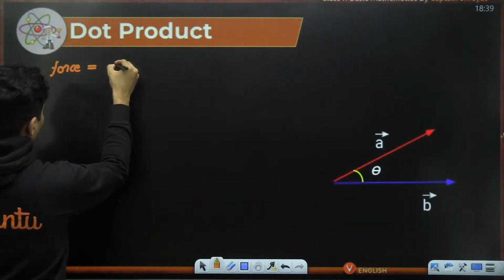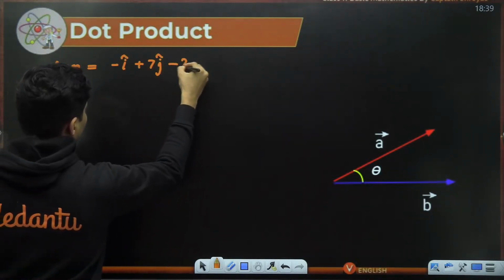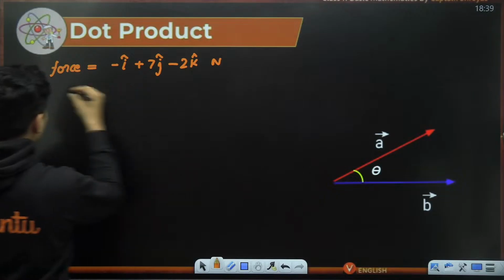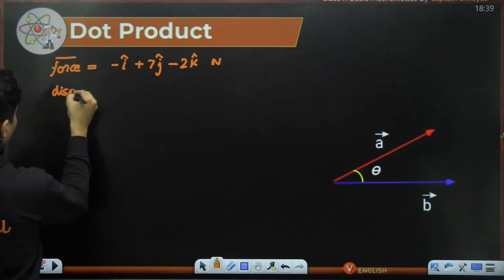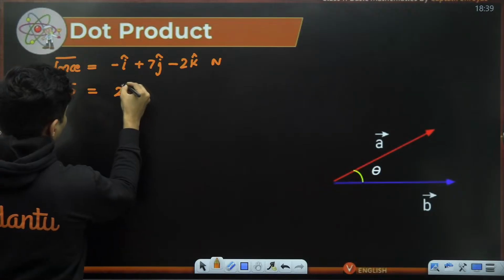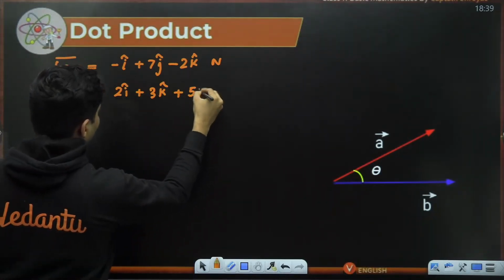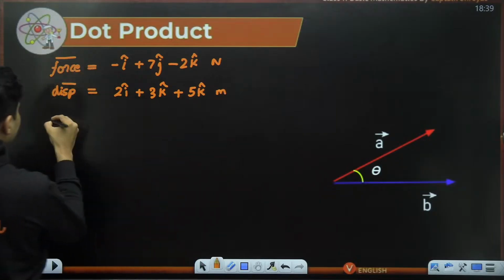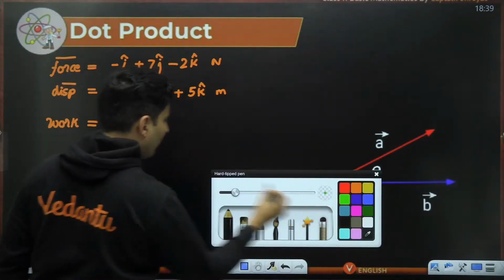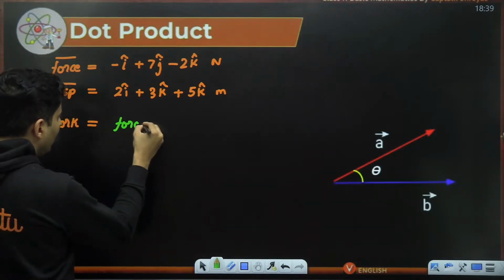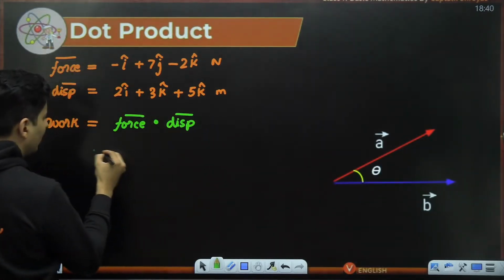force is minus i cap plus 7j cap minus 2k cap Newton, and my displacement vector is 2i cap plus 3j cap plus 5k cap meter. Then if the question is, can you find out the work? I'll be like, yes, why not? Work is nothing but force vector dot producted with the displacement vector by definition.